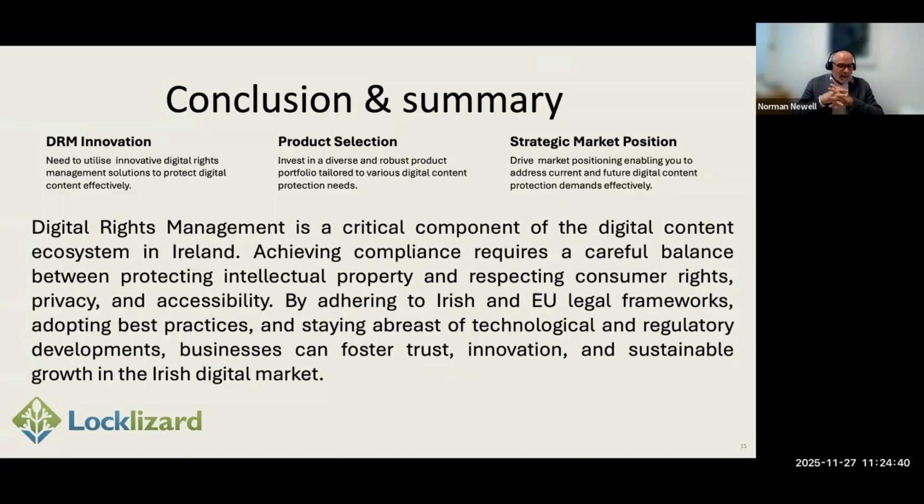A couple of questions have arisen. One was, could you talk through the DRM market and what's driving the business to rethink how they share content? Yeah, absolutely.